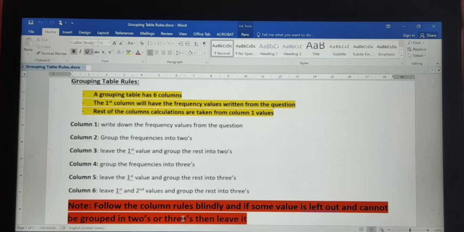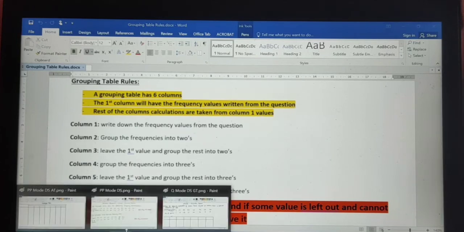Here is something highlighted in red: note, follow the column rules blindly, and if some value is left out and cannot be grouped into 2s or 3s, then you are going to leave it. While solving the problem, it will be easy for you to understand these column rules.